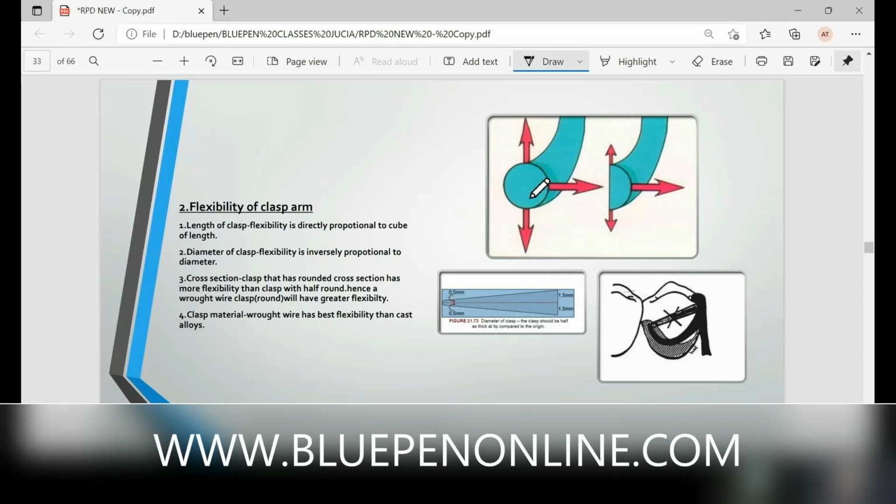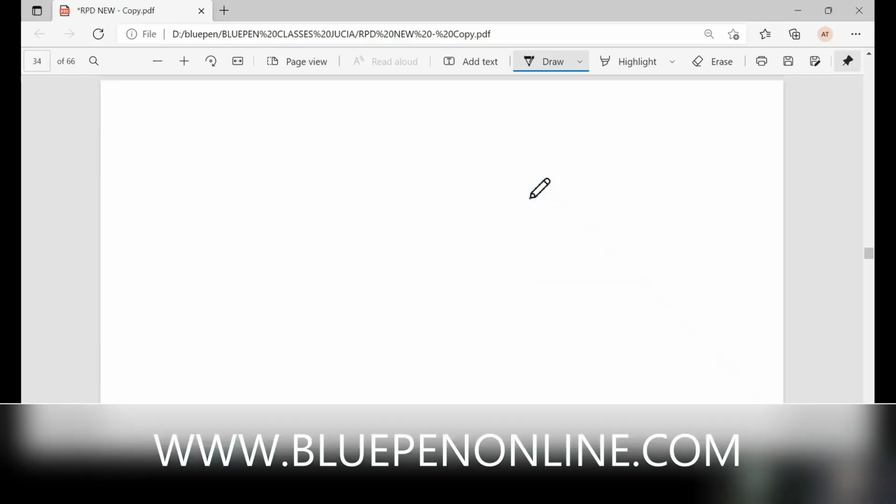So that's it. Now, when we talk about the clasp material, we have different materials, right? If it is a wrought wire, it will have more flexibility when we compare it with the cast alloys. The wrought metals will have more flexibility. Okay, that is the flexibility part.